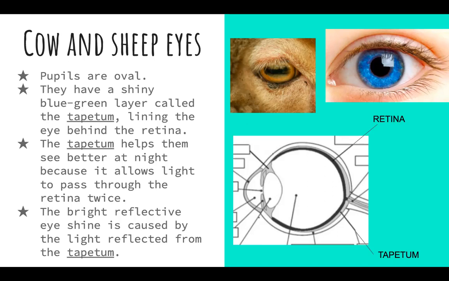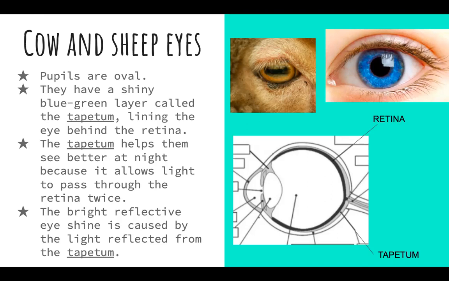The bright reflective eye shine is caused by the light reflected from the tapetum. So if you've ever seen animals at night and their eyes look like they're glowing, it's because that light is reflecting not only through the retina, but to the tapetum in order for you to see that. That's going to help them with the night vision that they have.